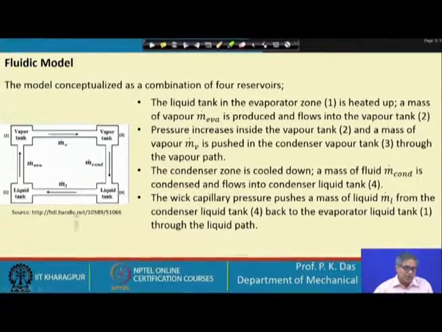So, what we can see is that we are doing some sort of a transient analysis. If we do not do the transient analysis, then whatever m dot EVA is coming, that will be m dot V. But if we are considering transient analysis, then some sort of a vapor accumulation can be done in this vapor tank, which is tank number 2. So, this is what we have written in the next slide.